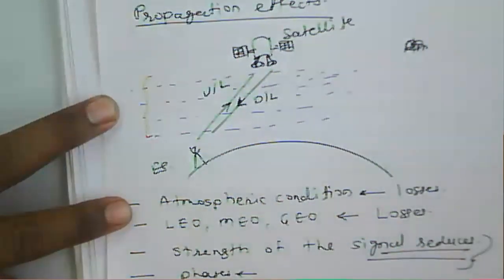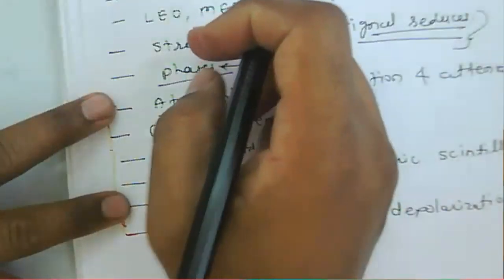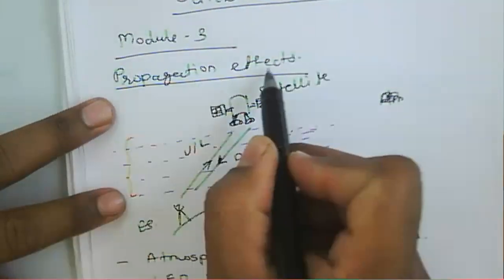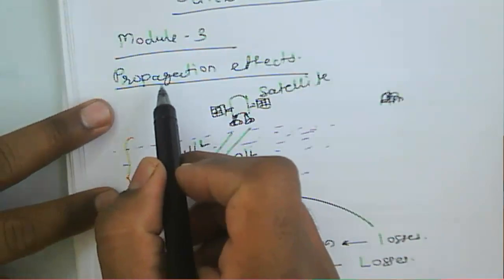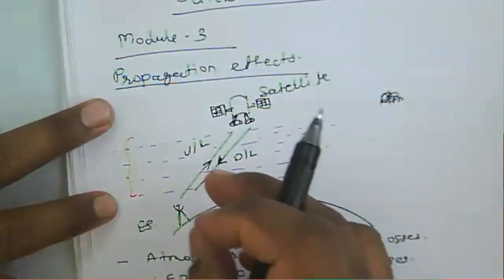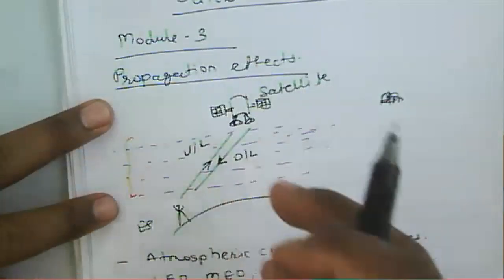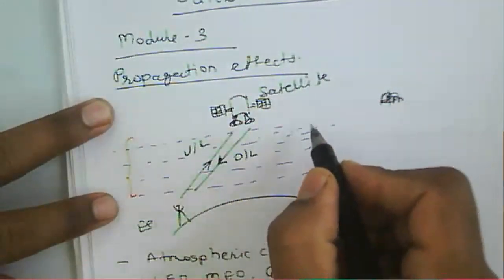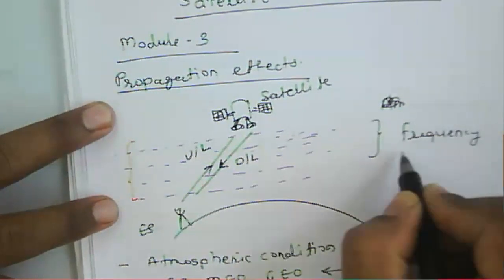Now we consider why this occurs, why the signal strength reduces. That we are learning. So we are learning here in module 3 what the propagation effects are, and those propagation effects occur on the transmitting signal as well as the receiving signal. Whatever the signal strength reduction or variation in the signal, that is again depending upon the frequency. Everything is depending upon the frequency.